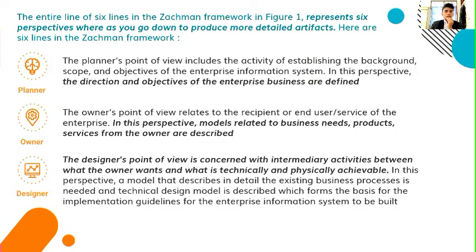The six rows in the Zachman framework in figure 1 represent six perspectives, where as you go down you produce more detailed artifacts. Here are the six rows in the Zachman framework. First, planner. The planner's point of view includes the activity of establishing the background, scope, and objectives of the enterprise information system. In this perspective, the direction and objectives of the enterprise business are defined.